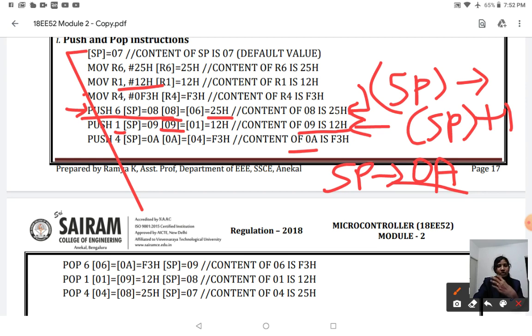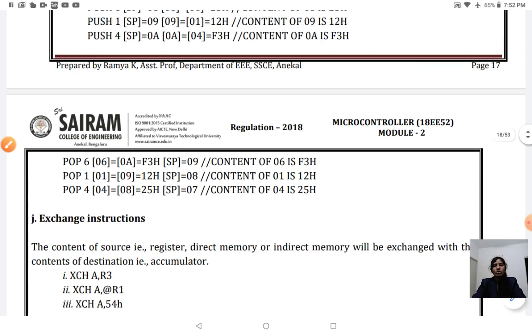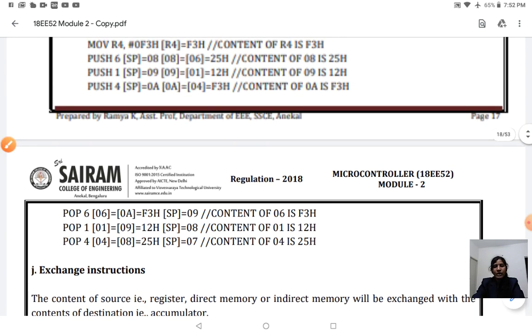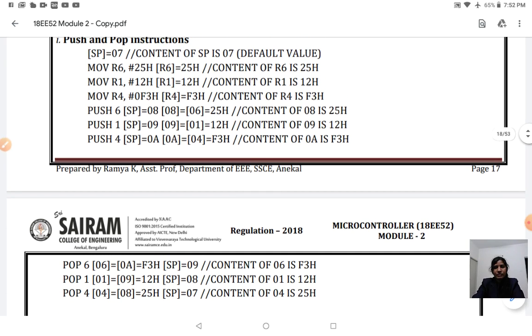Pop. Now I wanted to retrieve the data, whatever I have stored onto the stack memory. So to retrieve the data, I have an instruction called pop. Pop is the instruction that is used to retrieve the data. So pop 6 means whatever you have stored in that portion, that is R6. One minute, I'll show. What you have in R6 is stored as 25H, but what is stored at the last? Last in first out fashion.